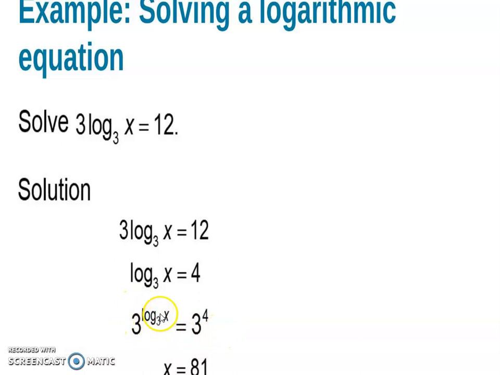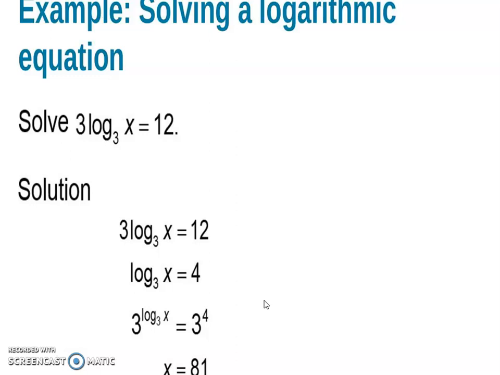The whole of these terms get cancelled. We derive the answer x, and 3 raised to 4 is obviously 81. So we derive the final answer from this step also, using these properties of logarithm.